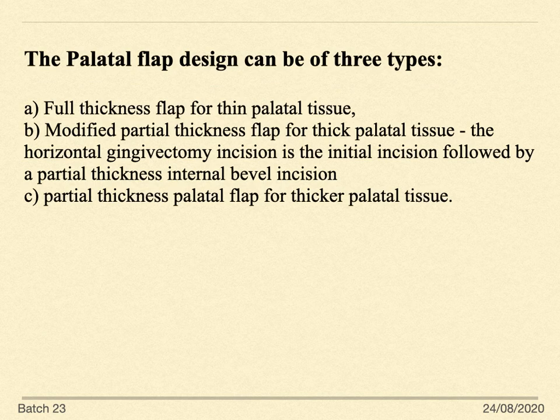So the palatal flap design can be of three types: a full thickness flap for thin palatal tissue, and a modified partial thickness flap for thick palatal tissue, where the horizontal gingivectomy incision is the initial incision followed by a partial thickness flap with an internal bevel incision, so that you will thin out the flap and suture it back onto the bone.